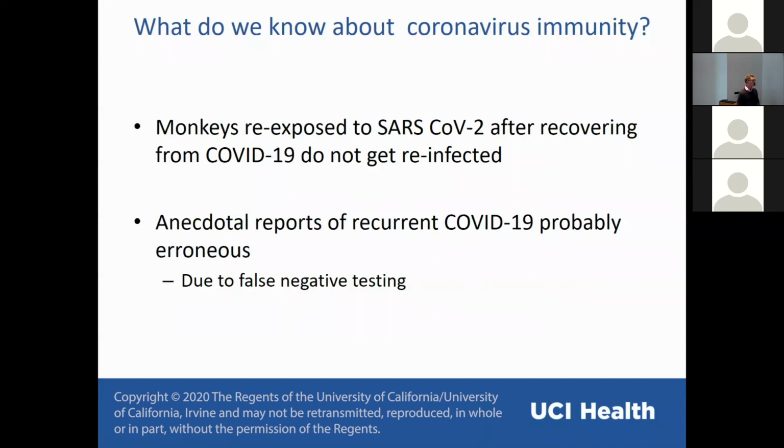Now, there are these anecdotal reports of recurrent COVID-19 infections. These are probably erroneous and are probably due to false negative tests, where somebody had a positive test, maybe another positive test, then they had a negative test, then another negative test, and then maybe a positive test after that. Chances are those negative tests were false negatives, and that these people really were just shedding virus for prolonged periods of time.